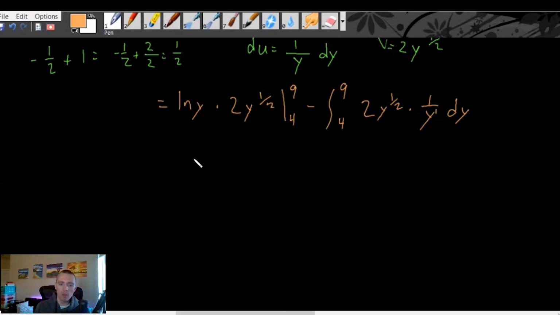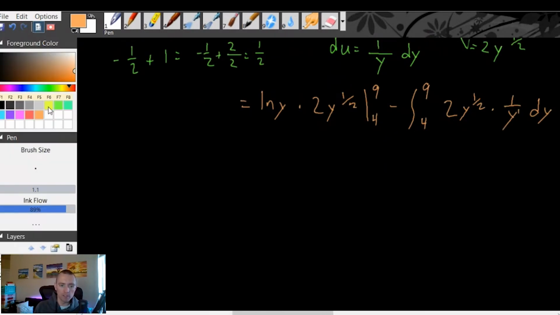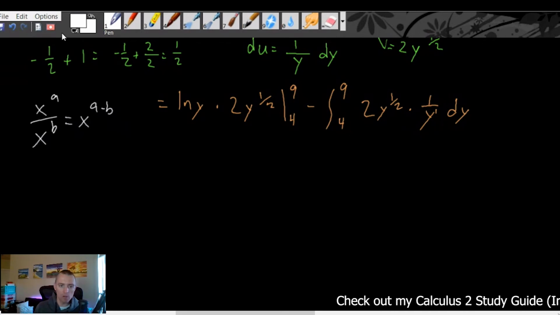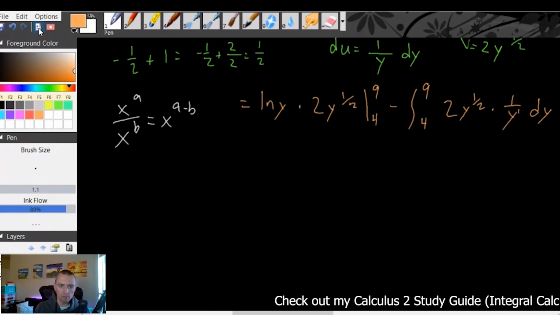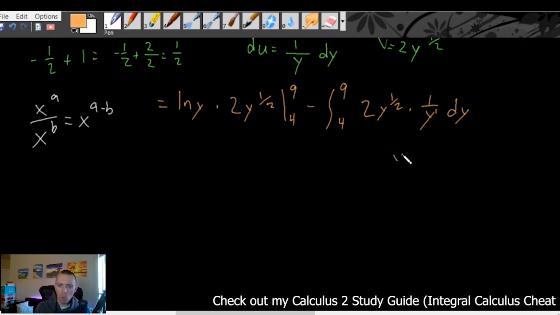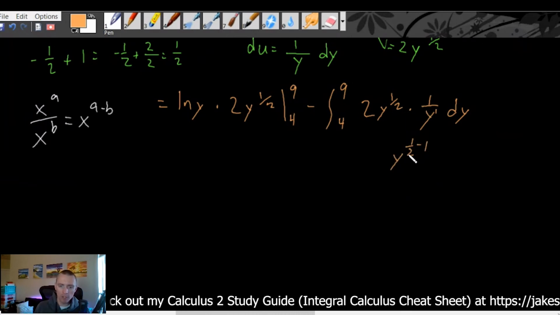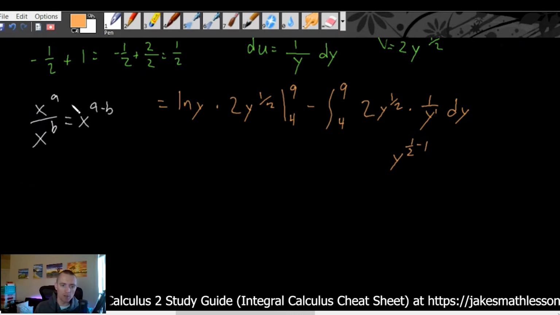If you have 2 terms, like let's say x to the a over x to the b, that would simplify to x to the a minus b. So in this case, since we have y to the 1/2 divided by y to the 1, that's going to simplify into y to the 1/2 minus 1, which is going to be y to the negative 1/2.